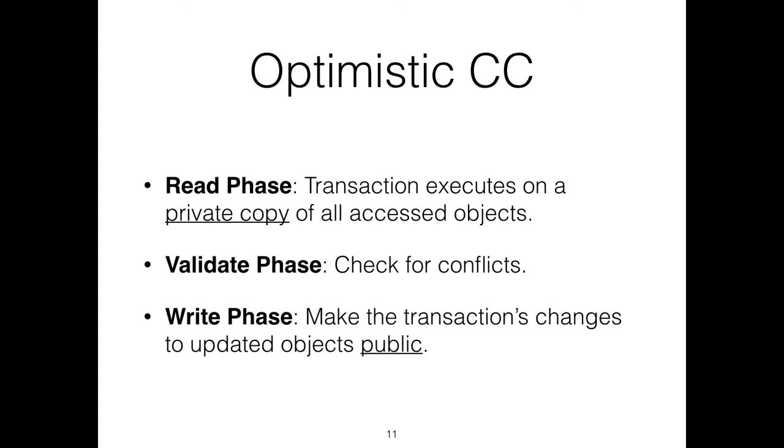Anyway, the first phase is known as the read phase, where the transaction executes on this virtual private copy. I know it's called the read phase, but the transaction is actually allowed to perform writes during the read phase. The key thing is that those writes don't actually get reflected in the database itself. They just get reflected in this private copy that the transaction is working with. So the writes essentially get buffered.